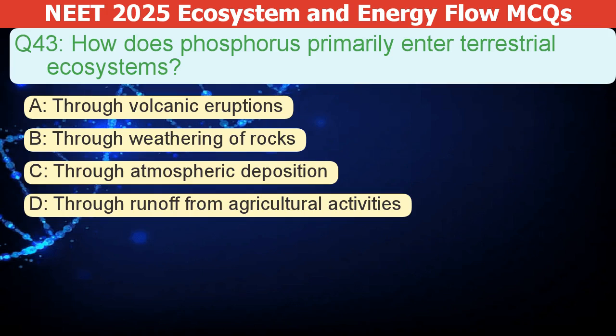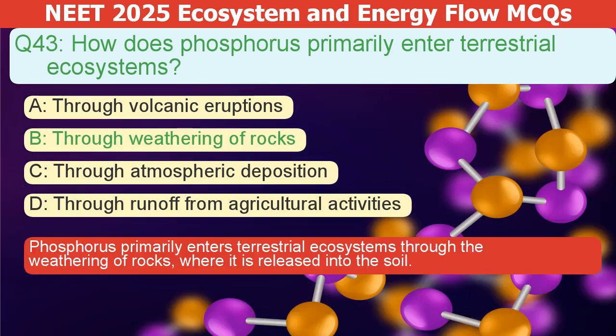How does phosphorus primarily enter terrestrial ecosystems? A. Through volcanic eruptions. B. Through weathering of rocks. C. Through atmospheric deposition. D. Through runoff from agricultural activities. The correct answer is B. Phosphorus primarily enters terrestrial ecosystems through the weathering of rocks, where it's released into the soil.